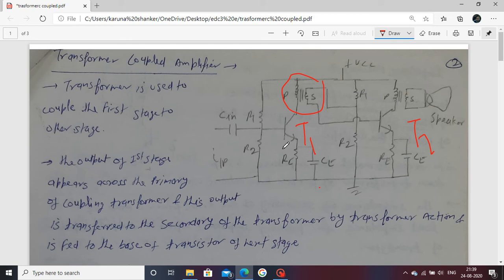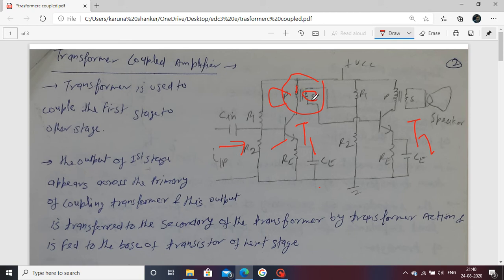transistor. Now this T1 transistor amplifies, then this amplification comes across the collector. Now here in the collector, P is the primary symbol and S is the secondary symbol. The collector is connected to the primary winding of the transformer, meaning whatever signal you apply here, the amplified output comes across the collector. The collector is now the primary. This amplified output comes across the primary.